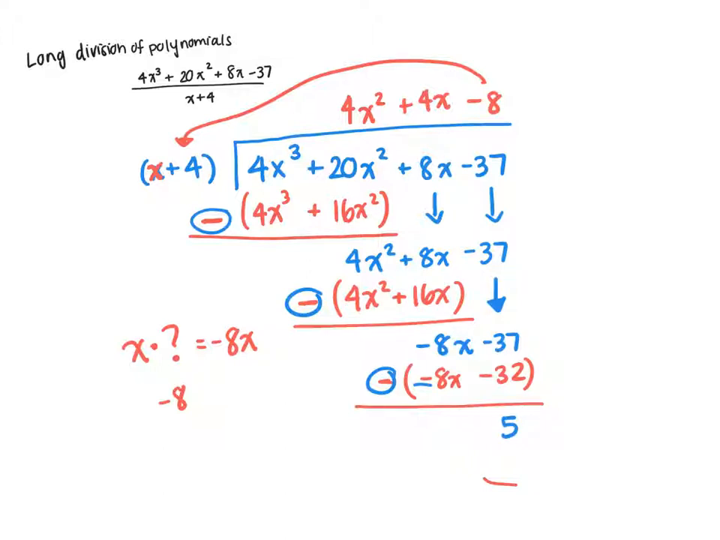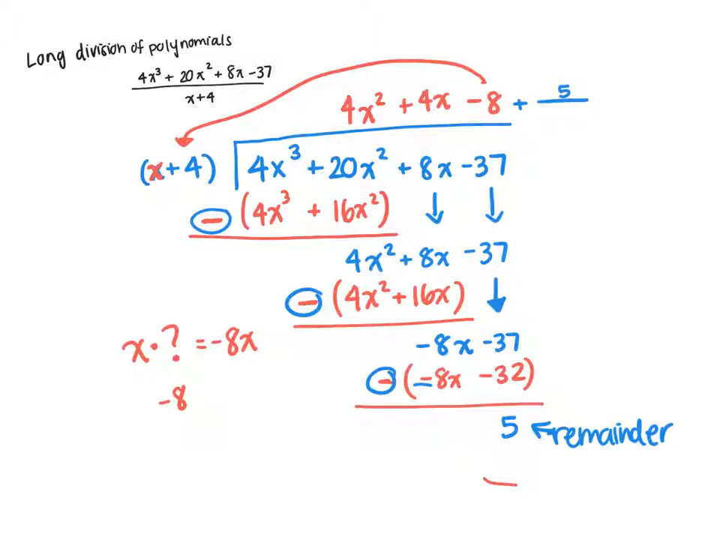Okay, because x cannot go into 5 anymore, right? We've gotten to the end. And 5 is actually our remainder, which we can bring up here. So it's a positive 5.